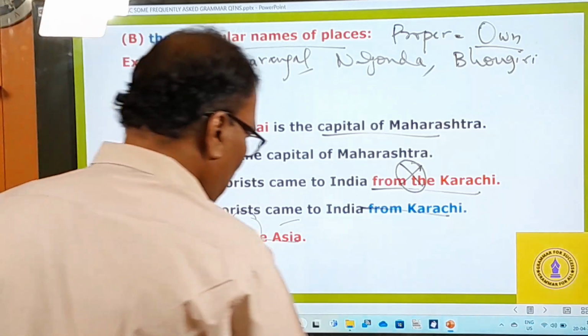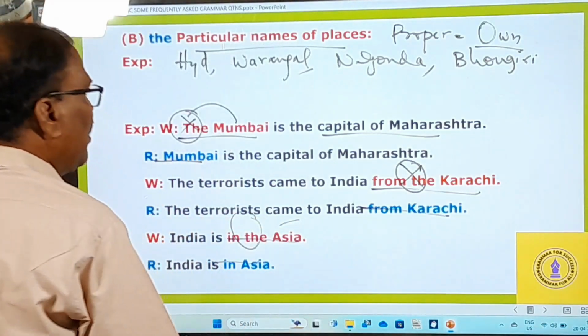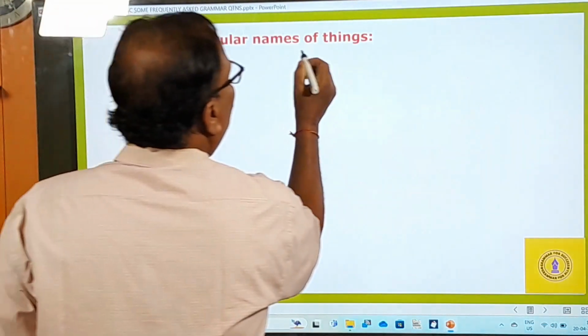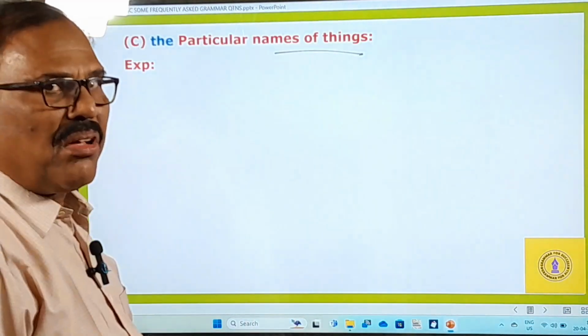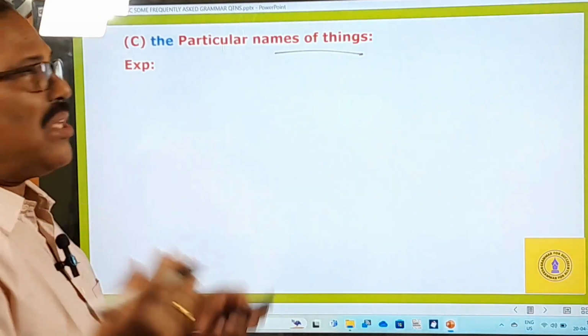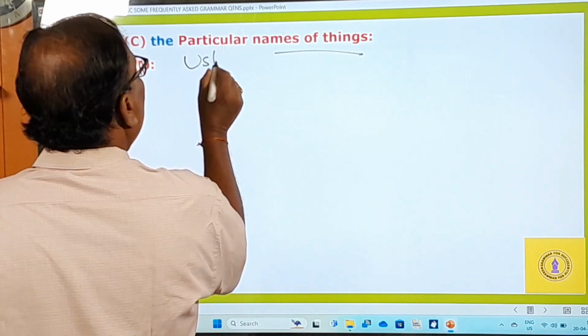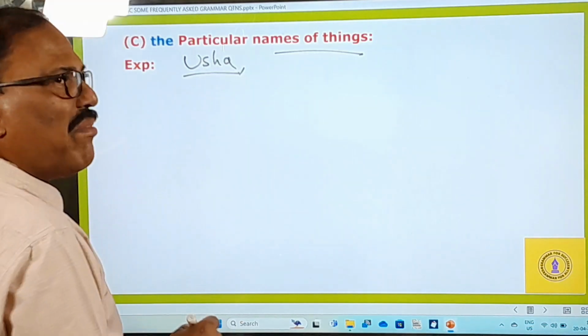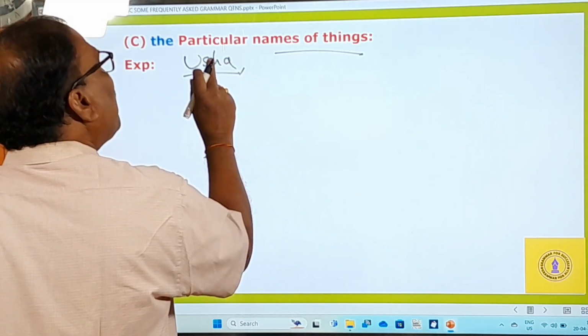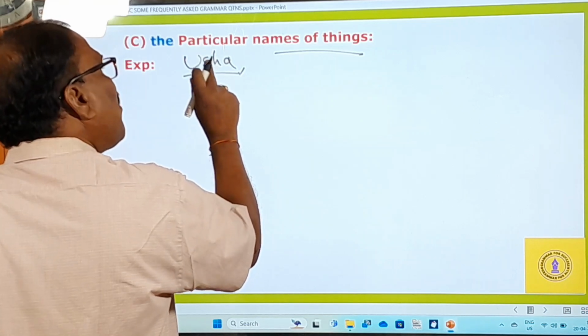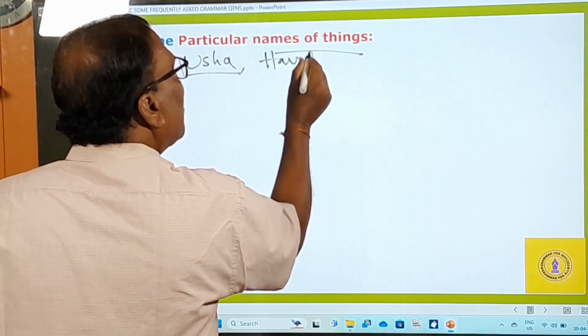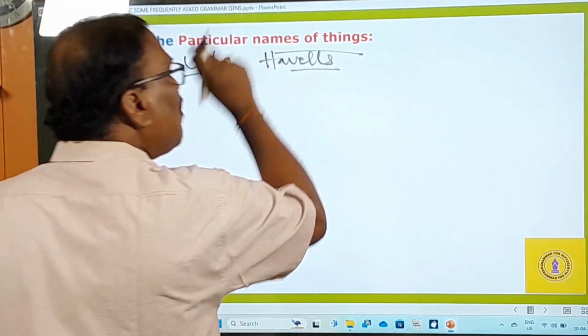And now let's go to learn the next important item: the particular names of things. Things also have their own names, proper names. For example, Usha is there. Usha is not the name of a girl, but Usha is the name of a fan. It is the particular name of that fan. Havells is there. It's the name of that fan.